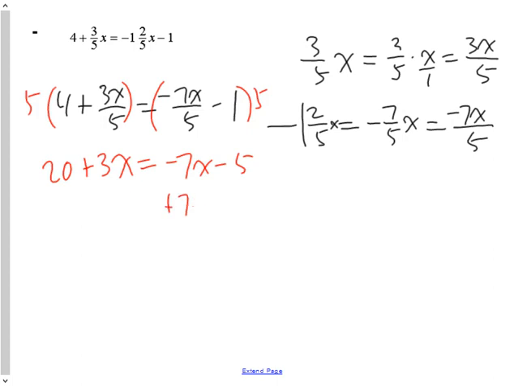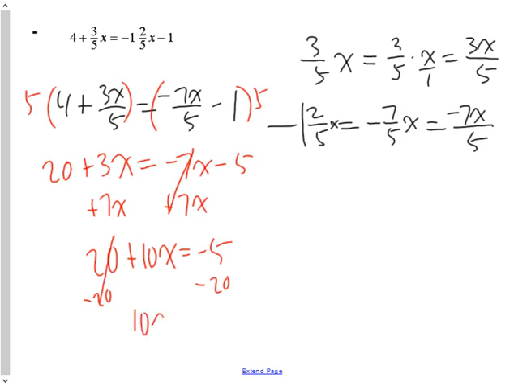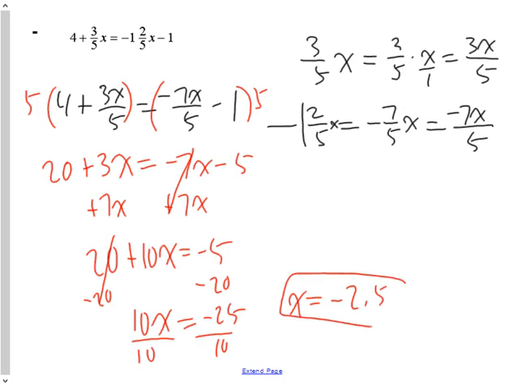I'm going to add 7x to both sides. 20 plus 10x equals negative 5. I'm going to subtract the constant because I'm isolating the variable. 10x equals negative 25. Divide by 10, and x equals negative 2.5. Now, since it was fractions, my apologies, I can't write it as a decimal. I must keep it as a fraction, and x equals negative 5/2.